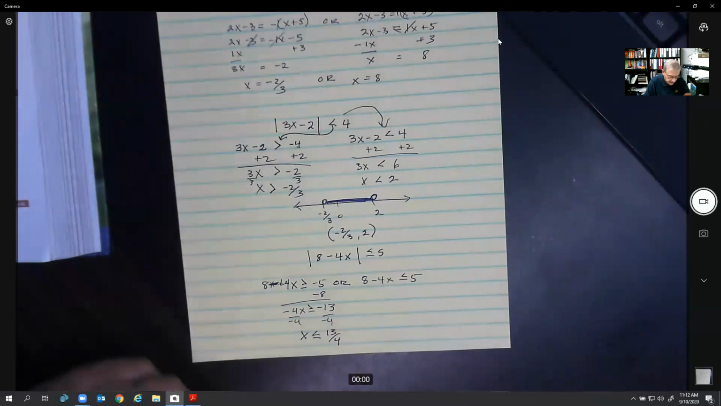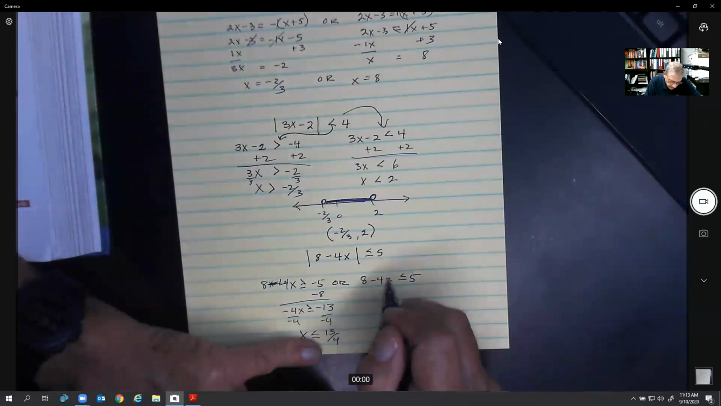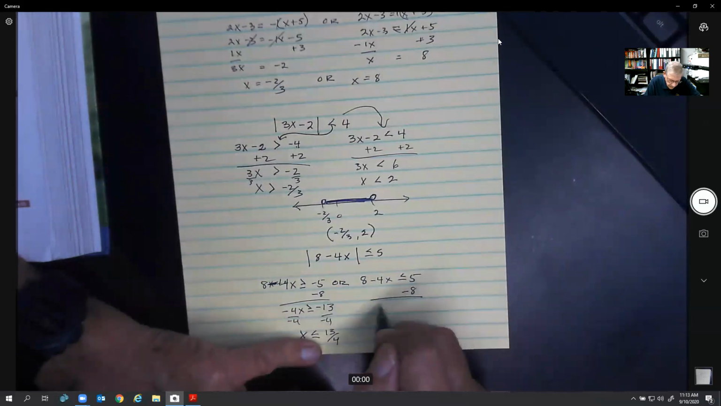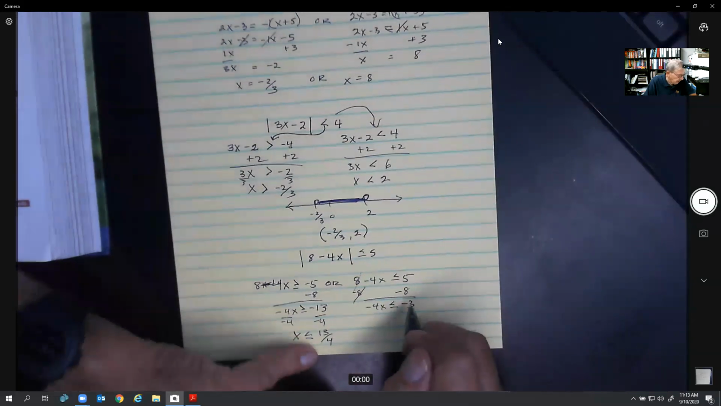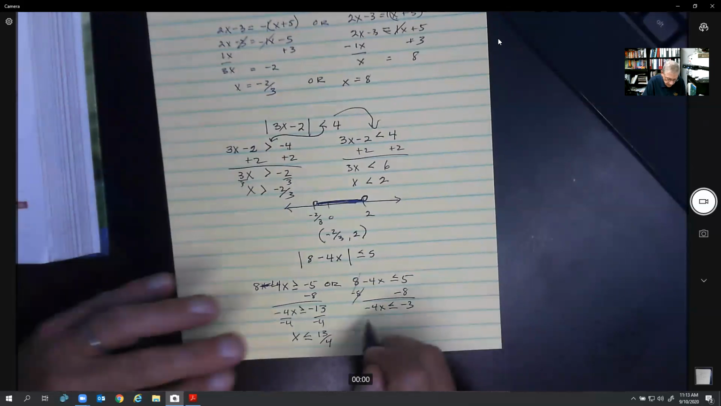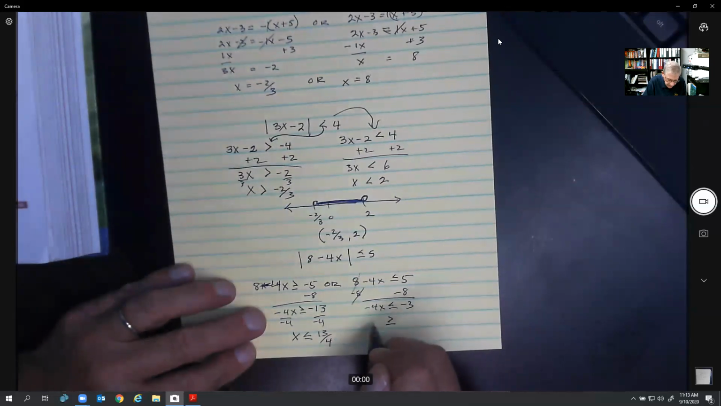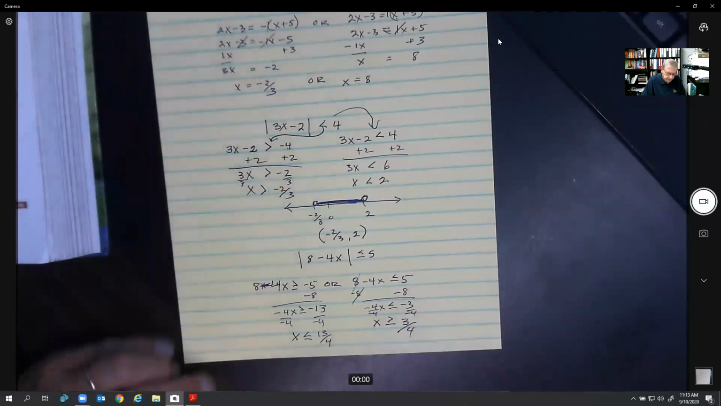This book has a tendency to not give real nice problems. Okay, now I'm going to bring the 8 over here. Negative 4x is less than, subtract 8 from both sides. Negative 3, right? So, and again, I'm going to divide by negative 4. I'm going to switch the symbol. X is, let's put the negative 4 down here, greater than 3/4. So it's less than 13/4, but it's greater than 3/4. So it's still going to be a between statement.